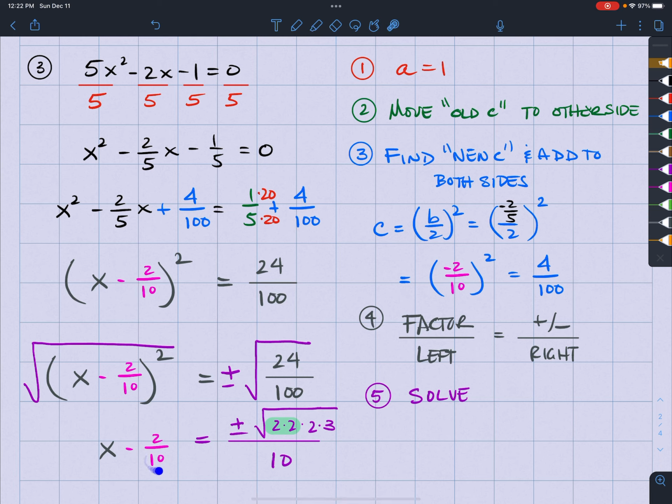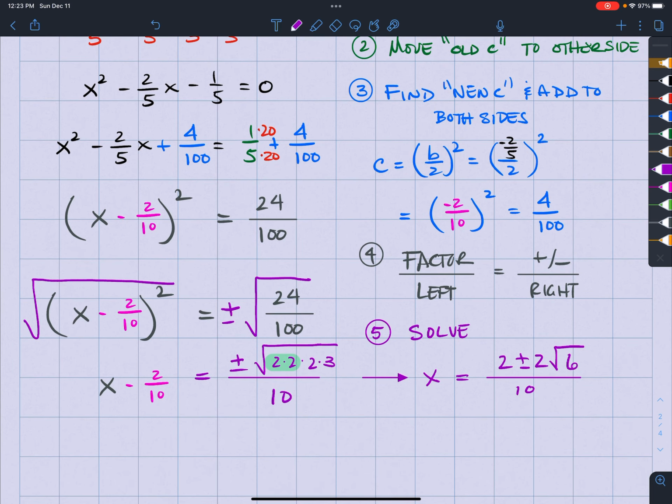And notice that my denominator is the same, because I have to get x by itself, so I have to move this over to the other side. Since the denominator is the same, I can combine these two fractions as I go. So x is going to equal, with 10 as the common denominator because they both have it, 2 with that plus and minus, and the 2 comes out, square root of 6. I have a little triangle going on here as well, which is nice because that means something goes into all three of these: the 2 and the 10.